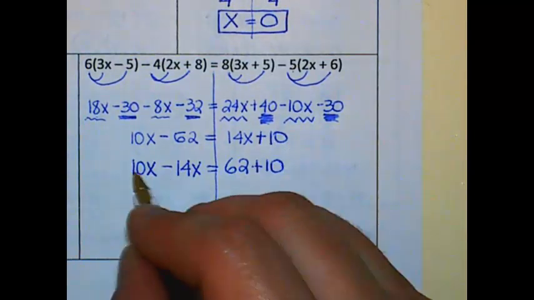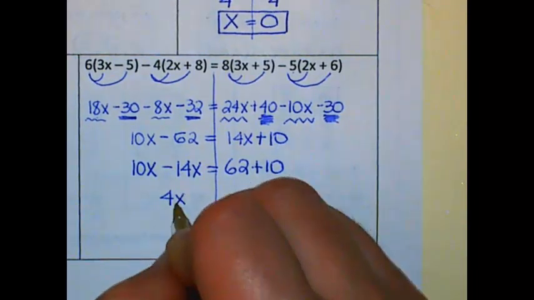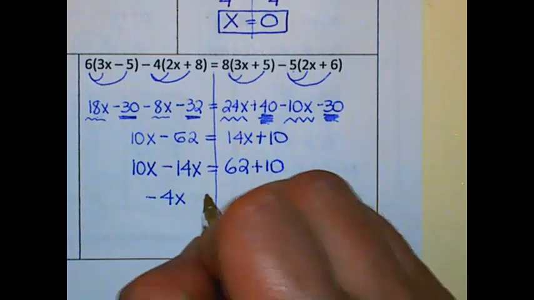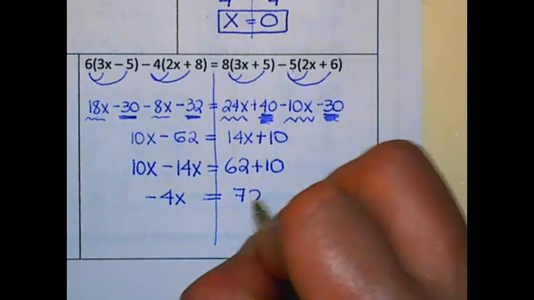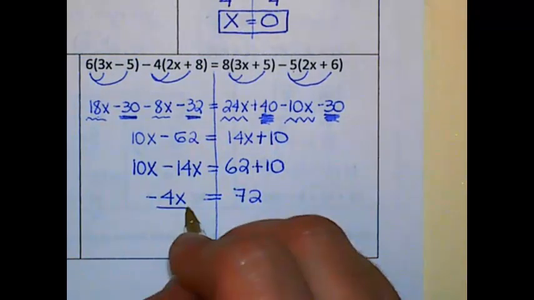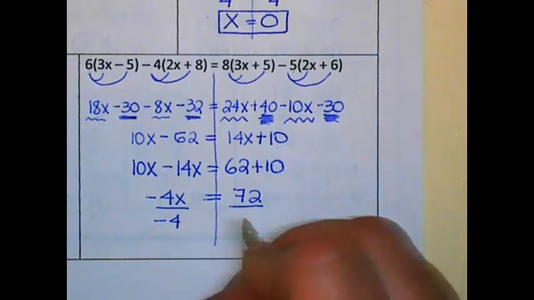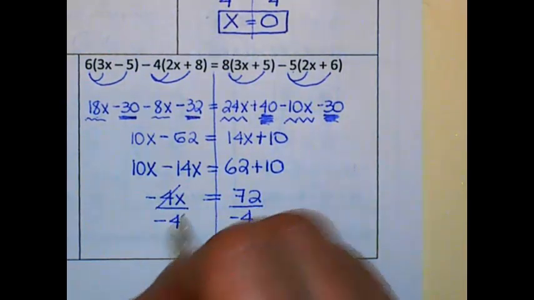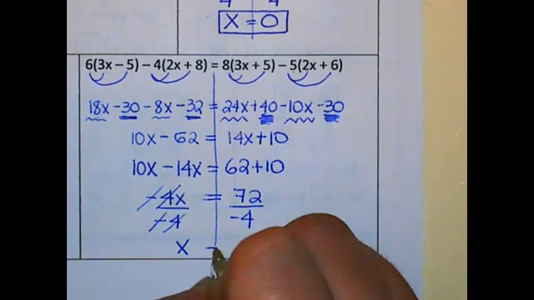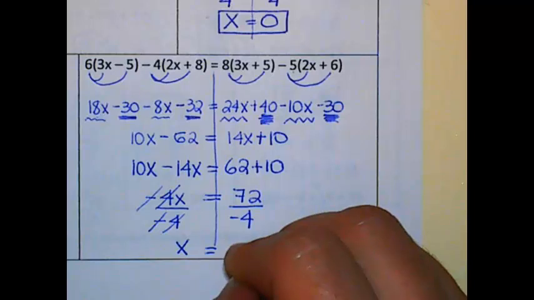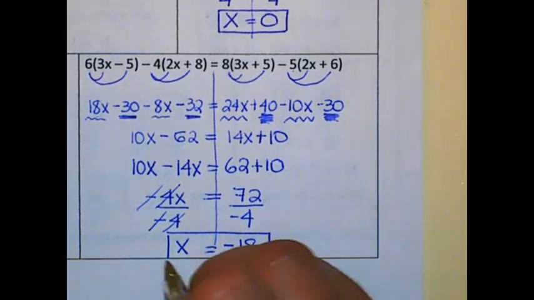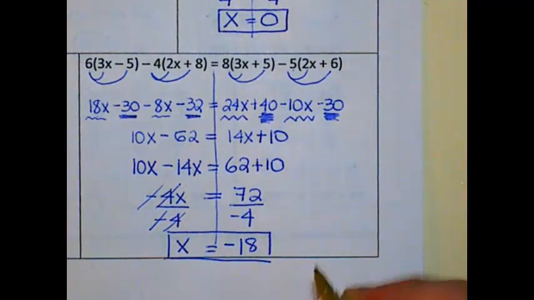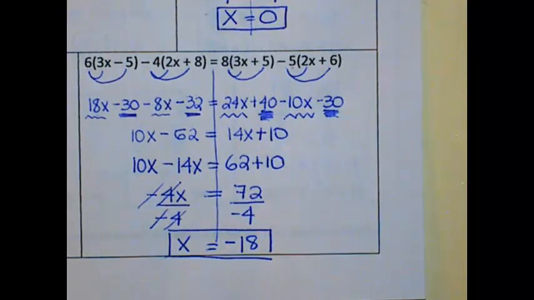Okay, 10 minus 14. Signs are different. You subtract, so it'll be 4x, and it'll be negative because 14 is bigger, the biggest digit. And 62 plus 10 will be 72. To get the x alone, we're going to divide both sides by negative 4. 4 cancels, negative cancels, you're left with x. 72 divided by negative 4 is 18, and it's going to be a negative because a positive divided by a negative is a negative. Alright? And that's the answer for this problem.